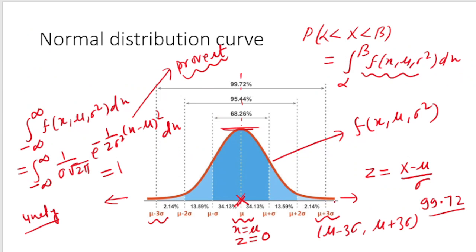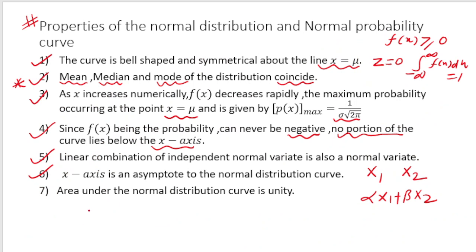So if you consider this axis as the x-axis, and this axis as the y-axis, you can see that the x-axis almost becomes like a tangent to the normal distribution curve for a very large value of x, almost at infinity. So the x-axis is known as an asymptote to the normal distribution curve. And this is a very important property, and this I told you to prove, that the area under the normal distribution curve is unity. Okay, so these are a few important properties.